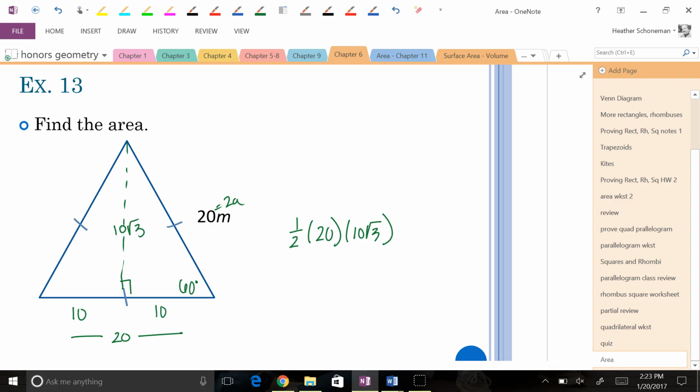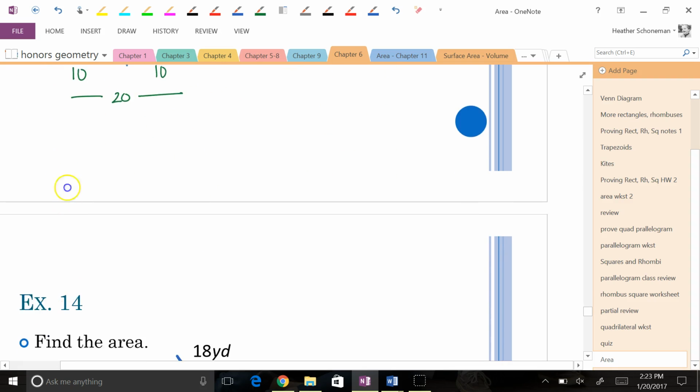So the area of the triangle is 1/2 times the entire base of 20 times the height of 10 square root 3. Oh, whoops, I didn't finish the problem. Half of 20 is 10, which gives you 100 square root 3 meters squared. All right, we're almost done. Hang in there.